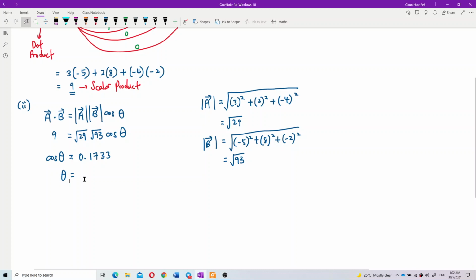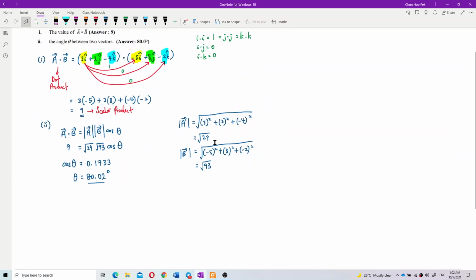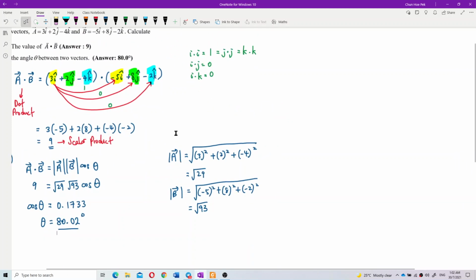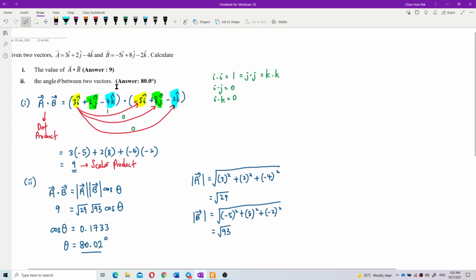So in degree, now I anti-cosine, and you get 80.02 degree. That's the answer. Is this correct? Yes, it is correct. The answer theta between the two vectors is 80 degree.